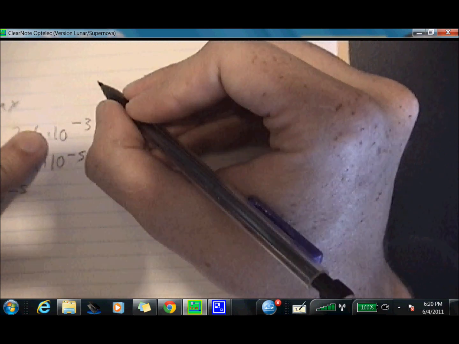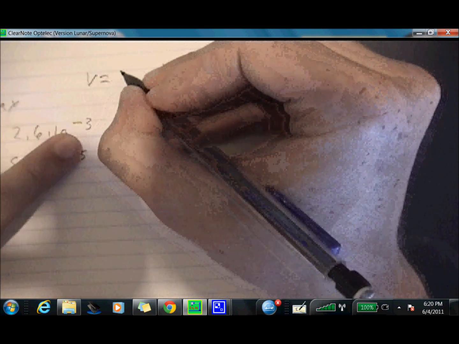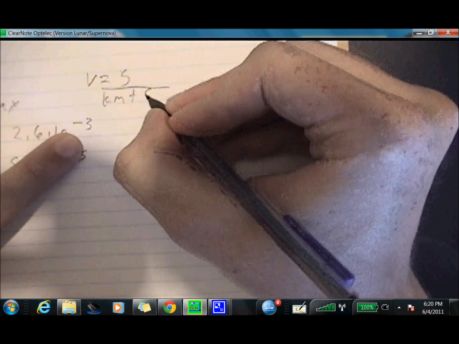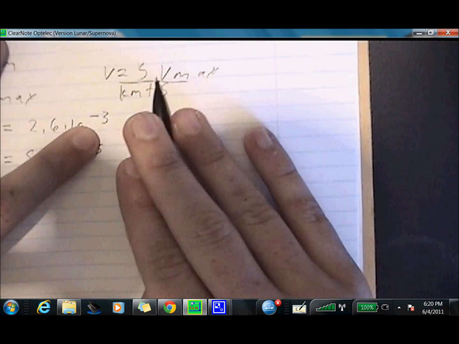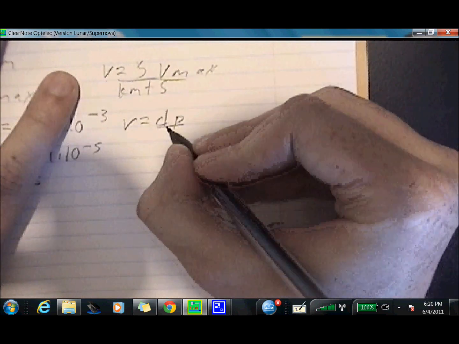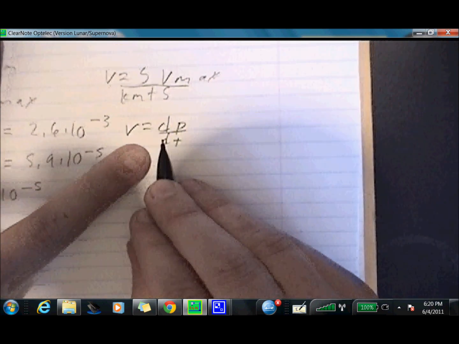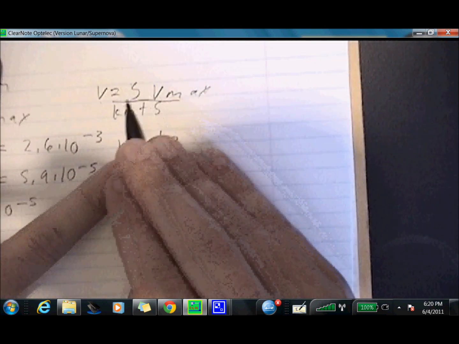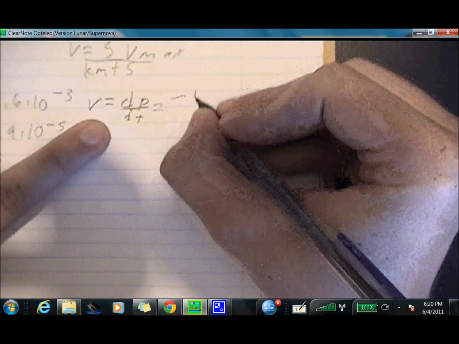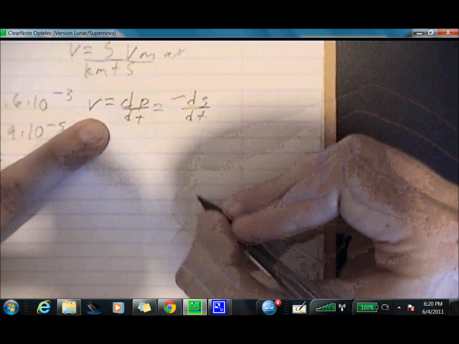I'm going to write this out like this. It's going to be V equals S over Km plus S, times V max. And what you have to realize is that V equals dP over dt, which is what we're looking for. However, we don't have an equation for product. So this also equals negative dS over dt.